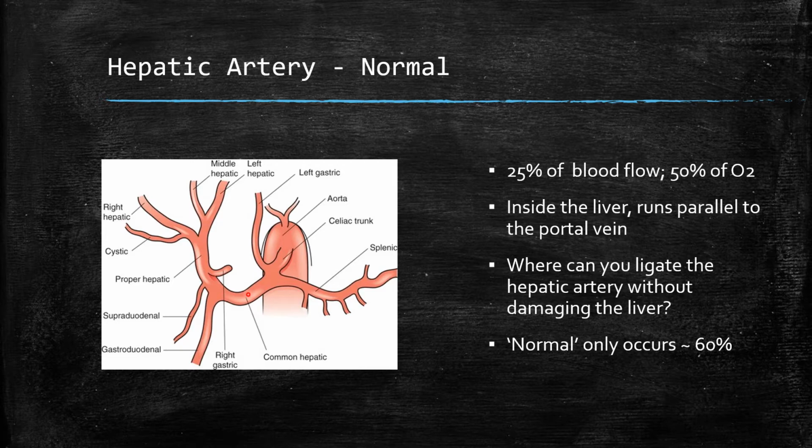Well, if you placed a bulldog clamp across the common hepatic artery, you will have a palpable pulse in most circumstances at the proper hepatic artery, so you won't get an ischemic liver. There are abundant collaterals through the gastroduodenal artery, which communicates with the superior mesenteric artery through the pancreatic head vessels.